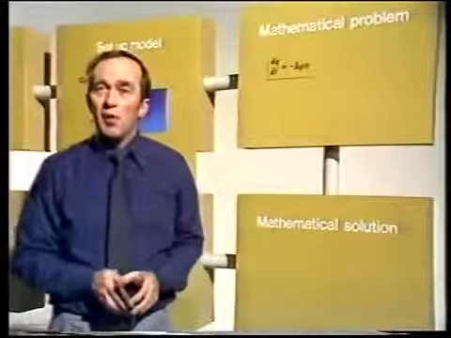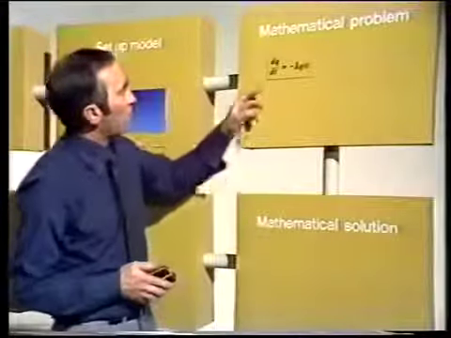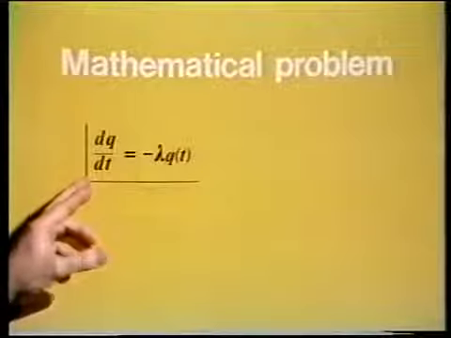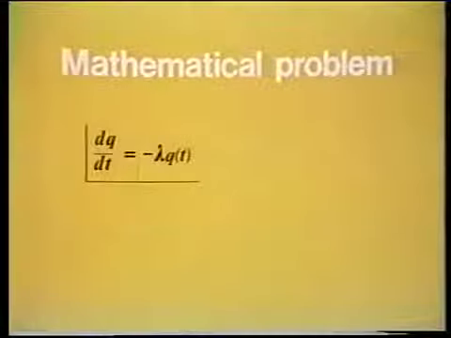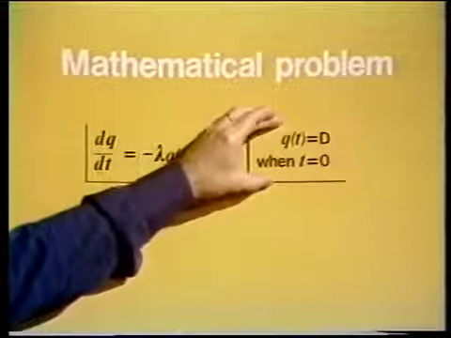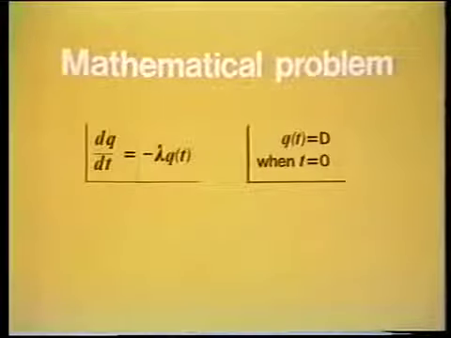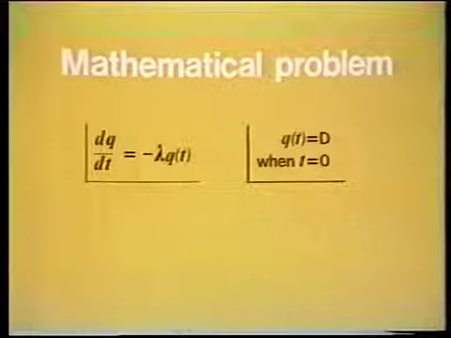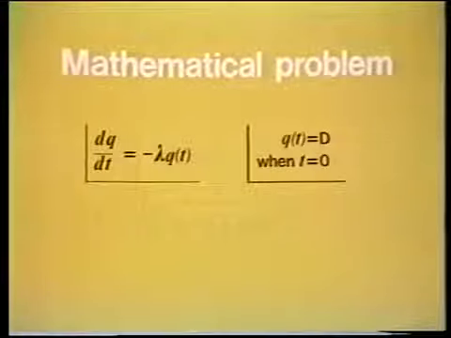So, the suggestion now is that this differential equation governs the way in which the amount of theophylline in the body varies with time. Of course, you get an initial input from the doctor. In fact, at t equals 0, the quantity in the body is D, the dose. And this is our mathematical model. And this is what we want to solve.